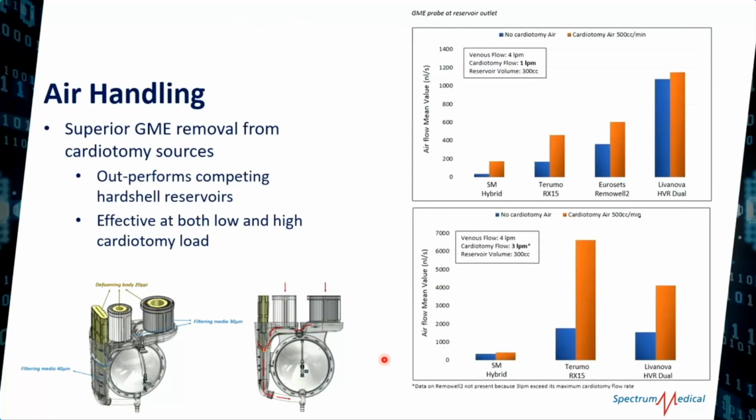Air handling in general, because the combination of the hybrid system along with the hypobaric oxygenator gives you a double whammy in trying to mitigate blood-to-air interface. The orange is introducing cardiotomy air at 500 cc's a minute. Looking at the Spectrum Hybrid compared to other systems, you can see it's able to handle air very well with the combination of the filters and the design.